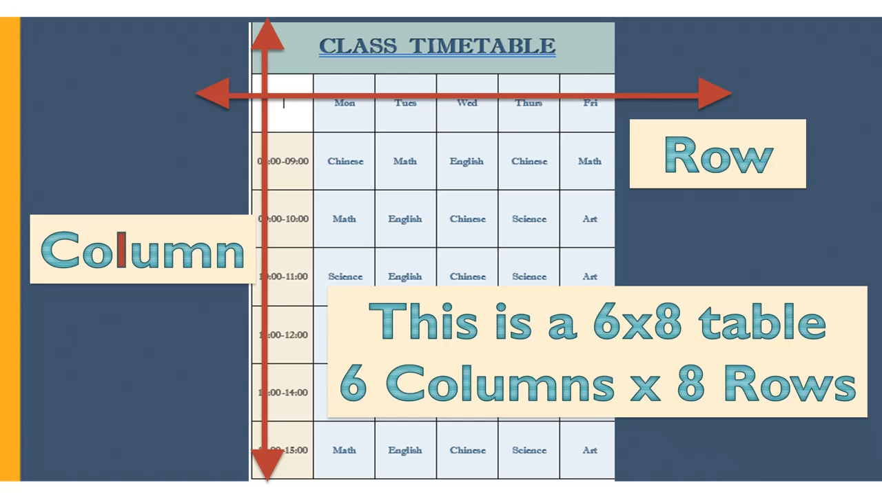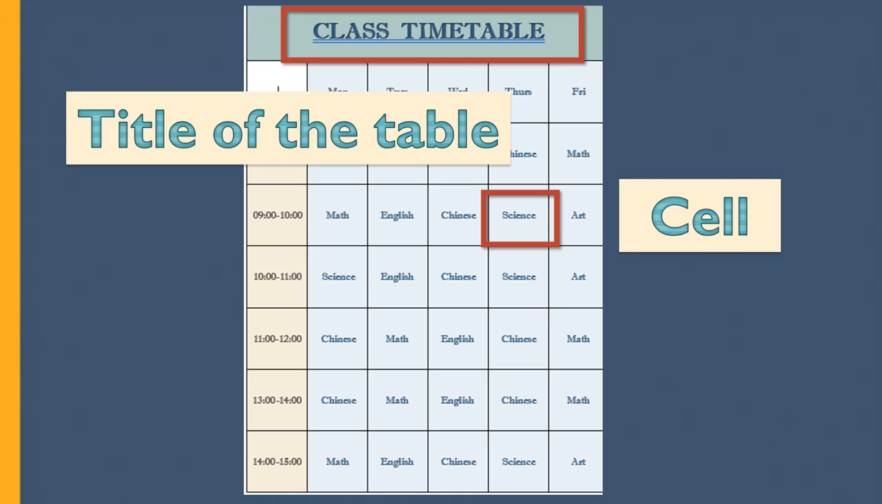The vertical line of cells means columns. The horizontal line of cells means rows. So this is a 6 times 8 table. It means that there are 6 columns and 8 rows in this table. Each square on the table means a cell, and on the top of the table is the title.